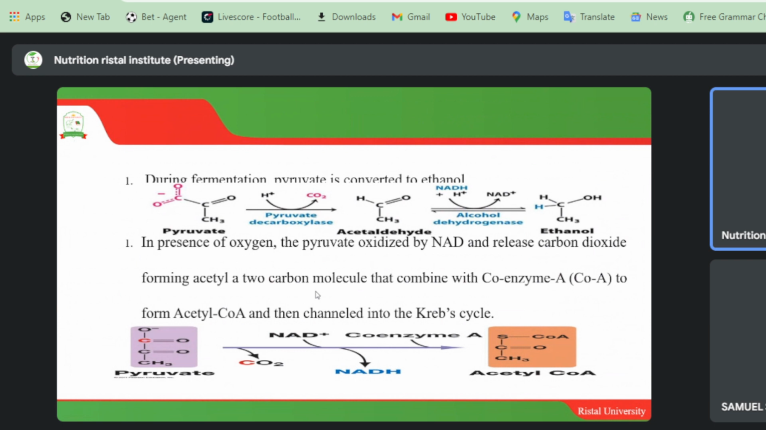Right here is the visual also showing at the bottom of the screen. Here pyruvate has been converted to acetyl-CoA. We are seeing the NAD coming in there and releasing NADH, and the carbon dioxide also being released from this, and CoA being combined or fused together with acetyl to form the acetyl-CoA.